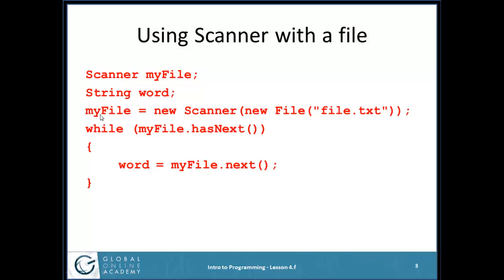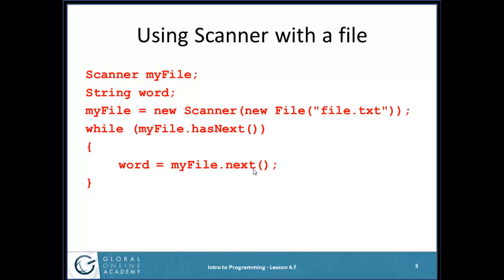And let's say myFile is a new Scanner. What we used to do in these parentheses is say System.in. Well, now, instead of System.in, I'm going to pass it a file object. Well, that means I have to create a file object. So I can pass in a new File, and here's the name of the file. While myFile.hasNext, word is going to be myFile.next.